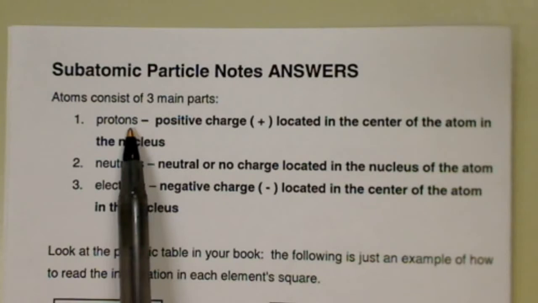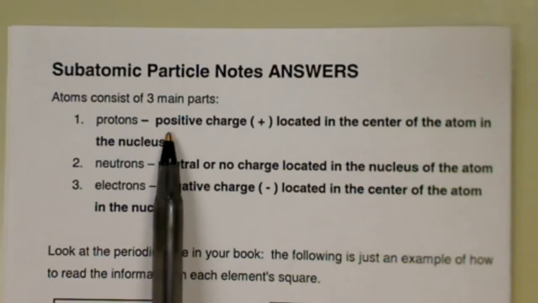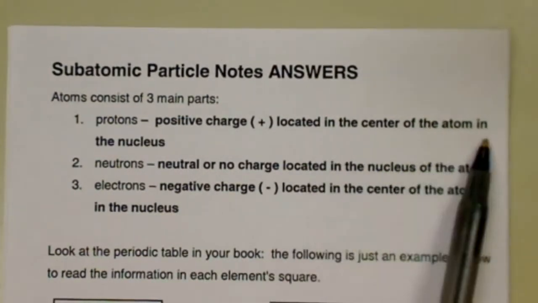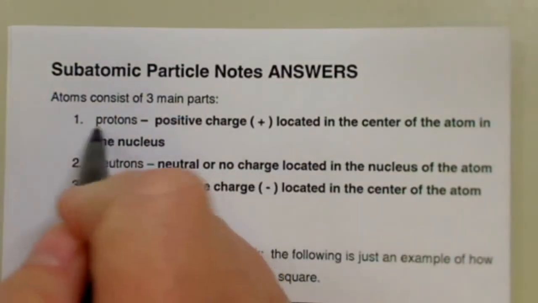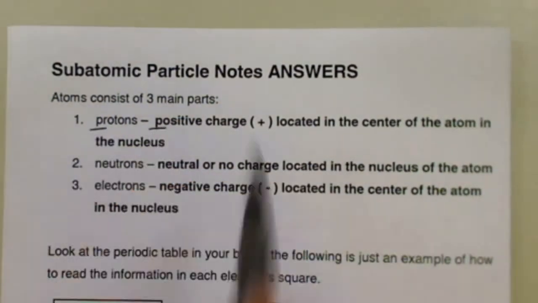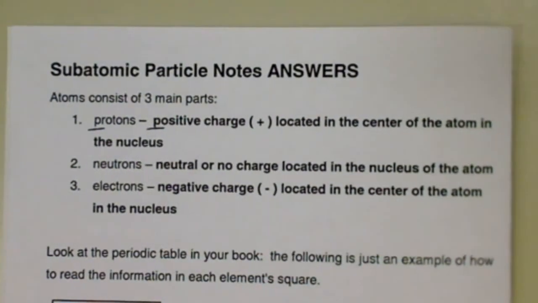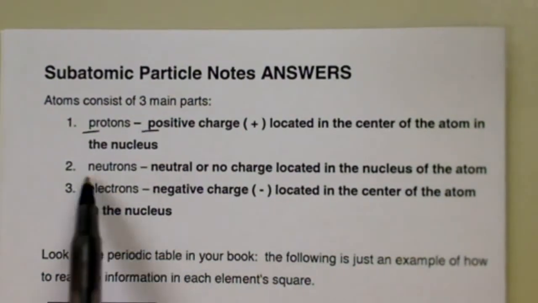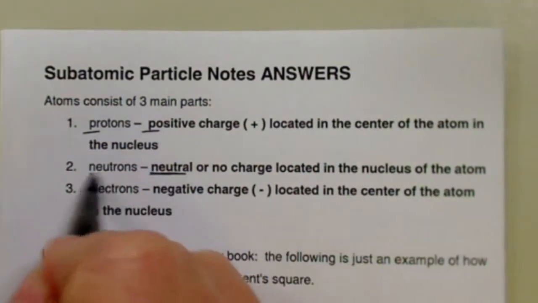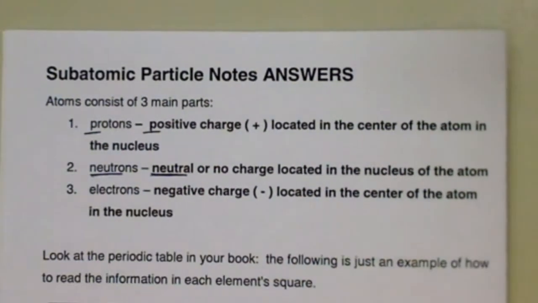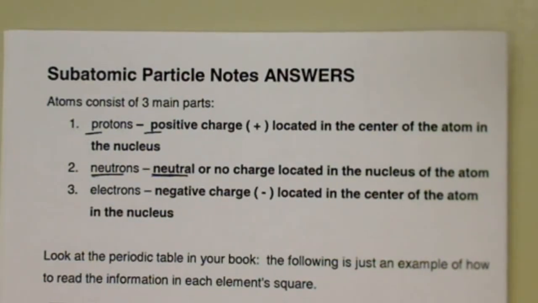You're going to have your protons, which have a positive charge. They're located in the center of the atom in the nucleus. One way to remember the charge on that is that the word proton and positive both begin with the letter P. Number two, you have neutrons. They are neutral. Underline the N-E-U-T-R. Neutral means they have no charge. They are also located in the nucleus of the atom.